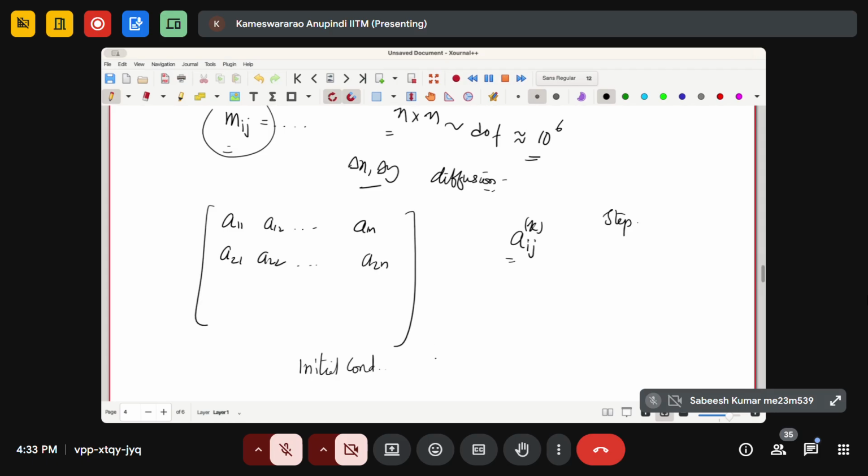Oh, okay. No, if the initial condition itself has a 0, that means the matrix is singular, right? That means the problem is not well posed. We have to go back and fix the problem in terms of how it is defined, so that you are not going to get a singular matrix.